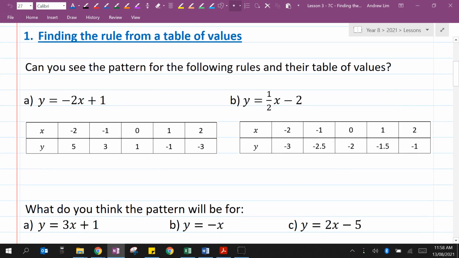I want you to have a look at these tables of values and their rules and see if you can find a pattern for each of these. For question A, we've got y equals minus 2x plus 1, and its table of values below it. For question B, we have y equals half x minus 2, and its associated table of values. Pause the video, see if you can find a pattern for both of these.